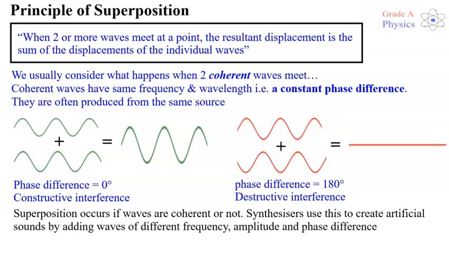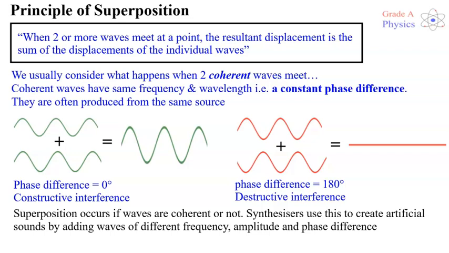So if we have coherence, then the two waves are identical. They have the same frequency and the same wavelength. However, the definition we use for coherence is two waves with a constant phase difference. So that might be a constant phase difference of 0 if they start at the same point, or 180 degrees if they start half a wavelength out. But there is no change in that phase difference.